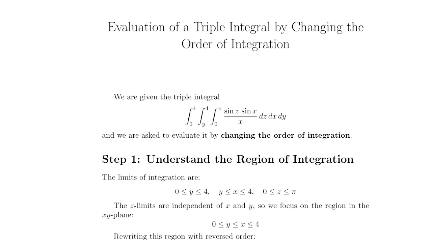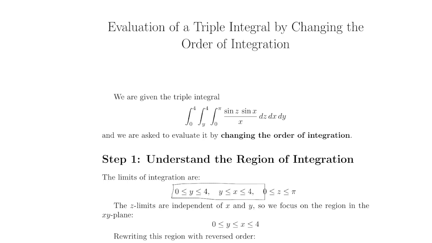We can draw a picture if we like, but basically what we have is z is between 0 and pi, x is between y and 4, and then y is between 0 and 4. So these are the limits of integration right here. We're going to focus on these first two. The first one says 0 is less than or equal to y, less than or equal to 4, and y is less than or equal to x, less than or equal to 4.